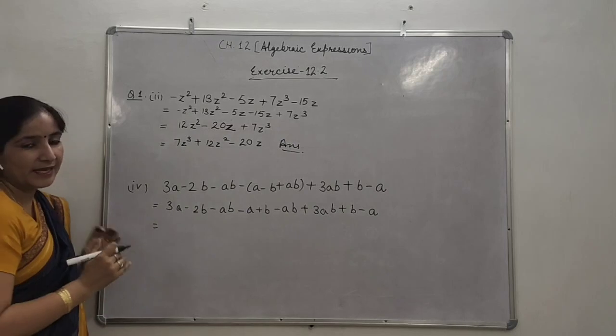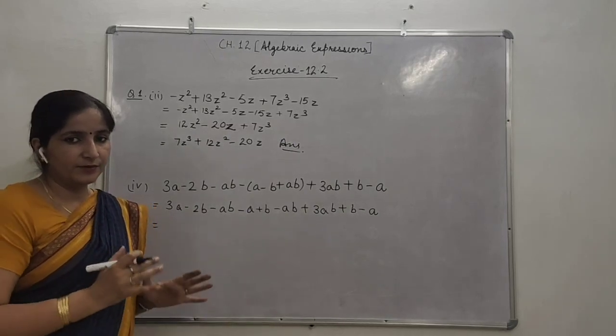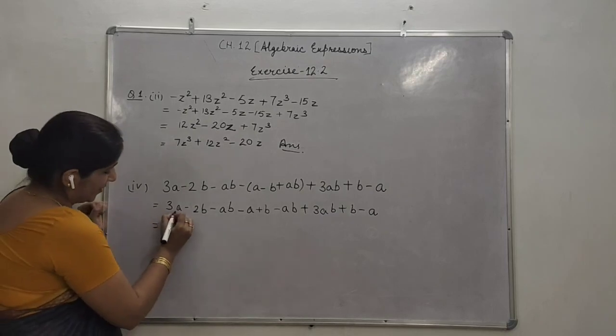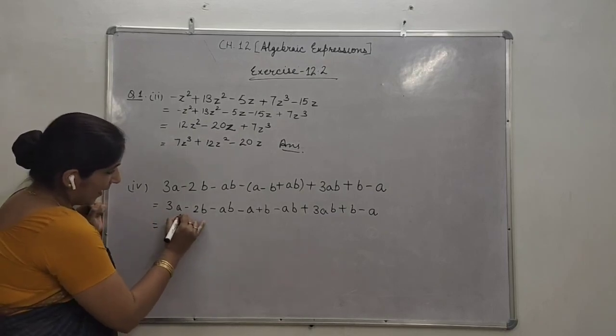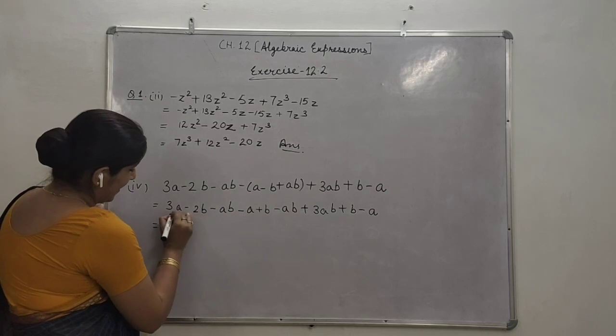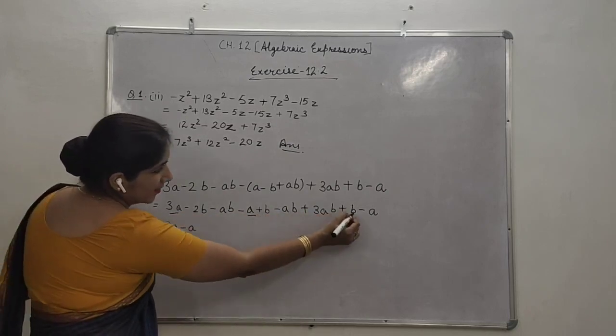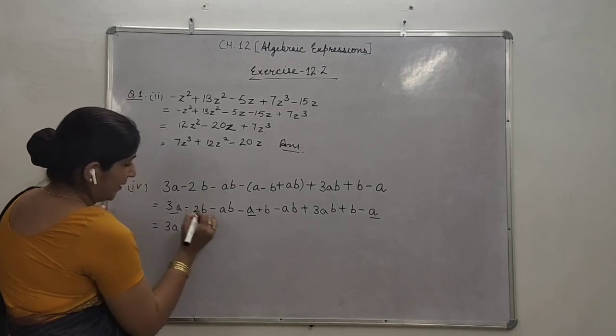Now again the same thing, we are rearranging the terms in a manner to put all the like terms together. So first is 3a. So a, I'm searching the next a. This we have written. Now I'm writing minus a. Next a term is this minus a. So I'm writing minus a.